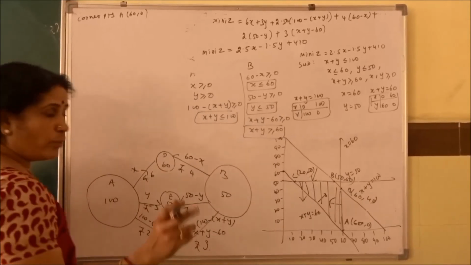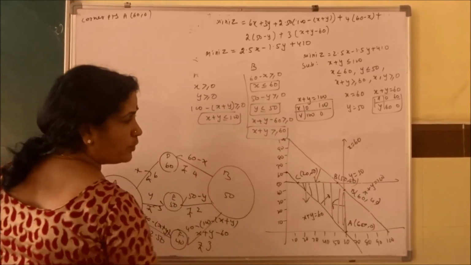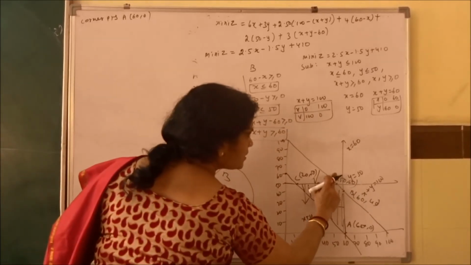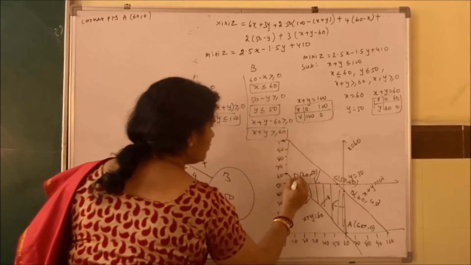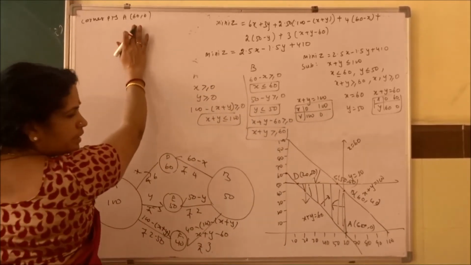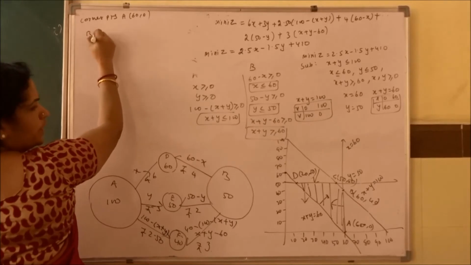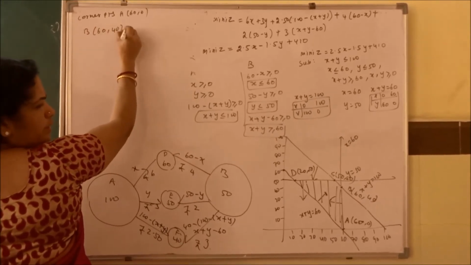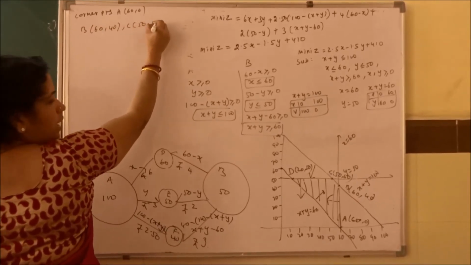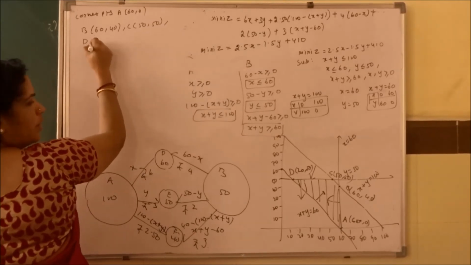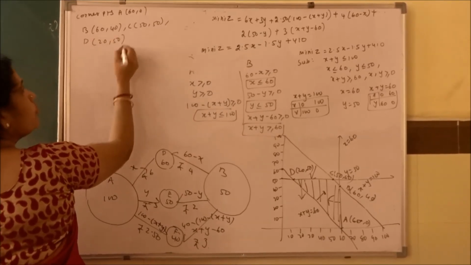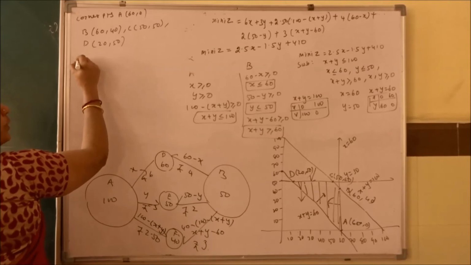So you check your graph, like a trapezium shape, you will get it. This is A point, this is B point, this is C point and this is D point. Now corner points are A 60 comma 0, and then B 60 comma 40, and then C 50 comma 50, and then D I am getting 20 comma 50. Clear to you? Now you have to do one thing. I am not going to do calculation.